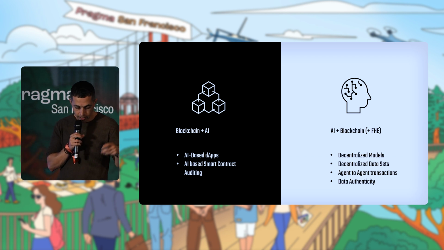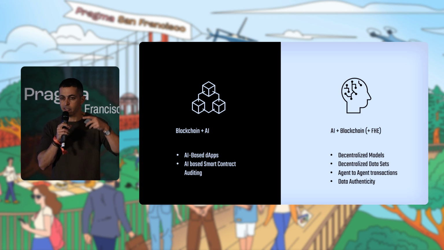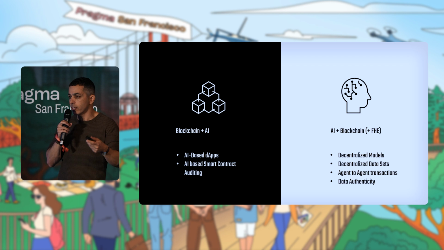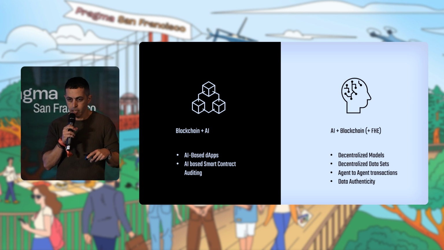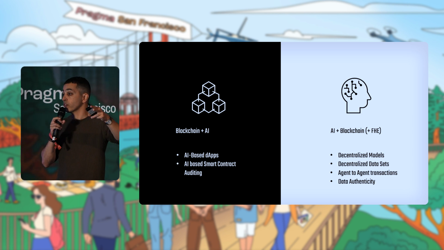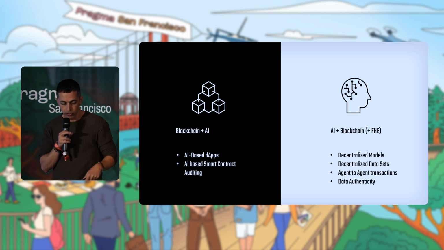Another space that's kind of interesting is what I call agent-to-agent transaction. In the future, and I don't think it's in the far future, but maybe in the near future, users will have agents that would help them in their day-to-day online tasks. And having these agent-to-agent conversations can happen as transactions. And these transactions can run on the blockchain, and they can be protected through FHE.